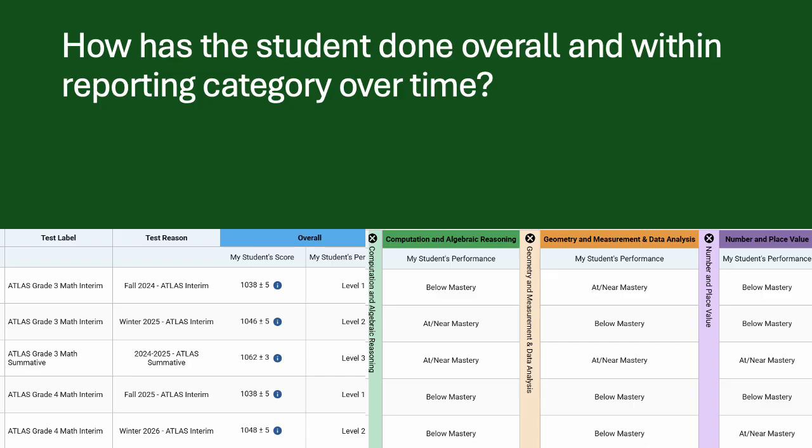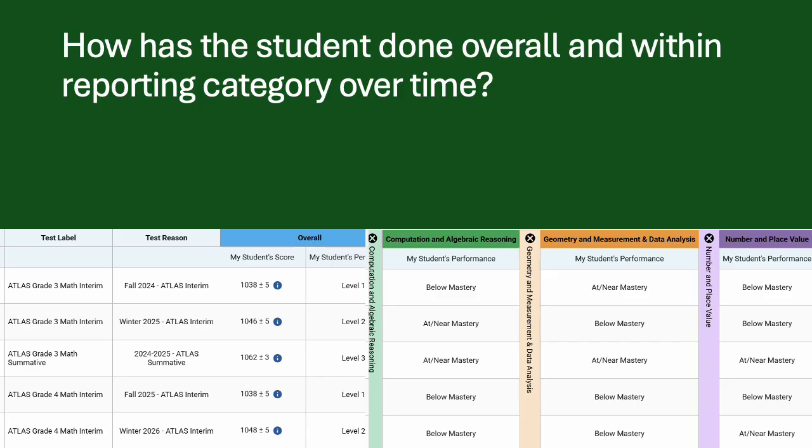So in this example, the student was a level 1 at the beginning of the fall of third grade. But by the winter, they were a level 2 and they were at or near mastery in one of the 3 areas. And then by the summative, they were at or near mastery in all the areas. So this student ended up with a level 3, but they progressed over time. That tells me about how they demonstrated learning last year. But now they're with me, and when I got them, they started out as a level 1.